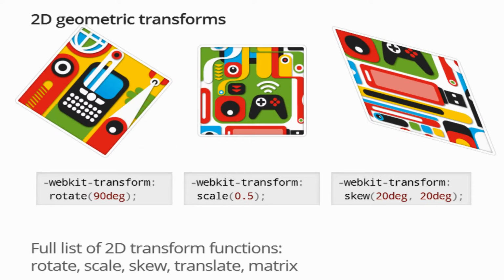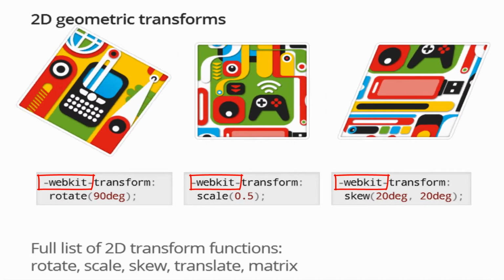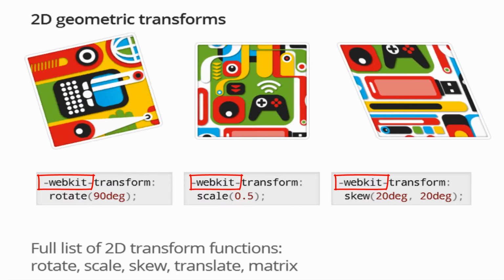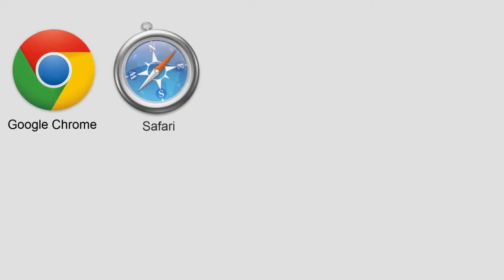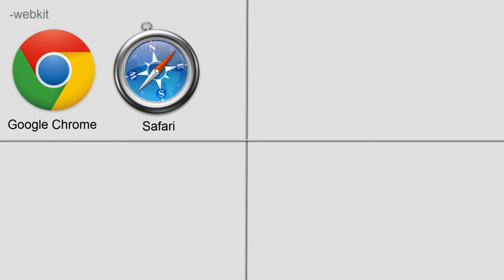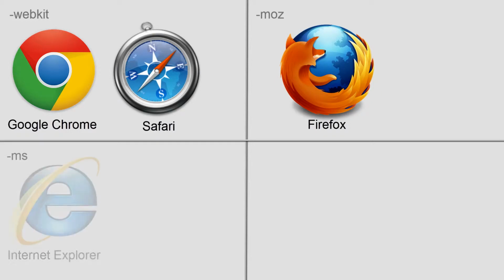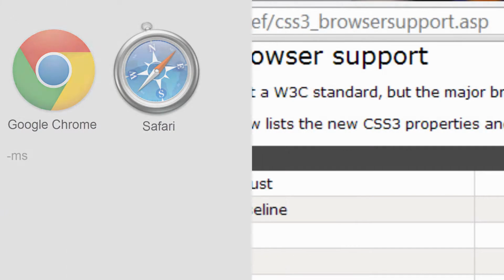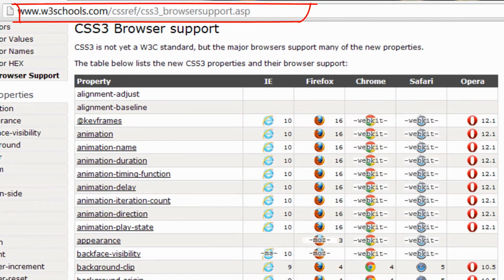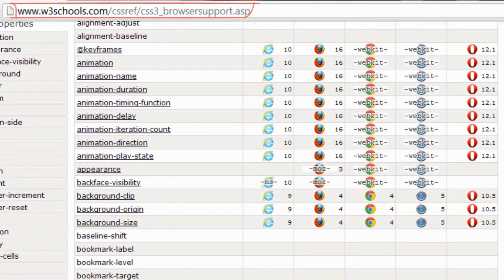Notice that all of these transforms have the same first code, WebKit. WebKit allows some CSS3 features to be viewed in Google Chrome and Safari. Also, there is code for other browsers, such as MOZ for Firefox, MS for IE, and O for Opera. On this website, it will help you to understand which CSS3 features work in each browser.